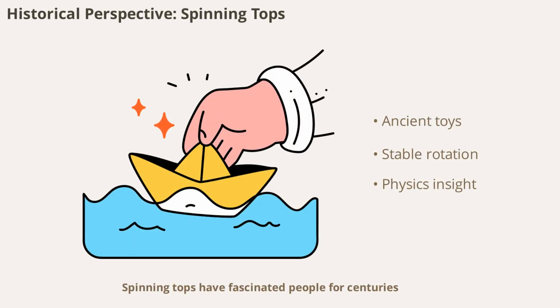Spinning tops have fascinated people for centuries. Their stable rotation is a direct result of angular momentum and precession. Studying these toys provides insight into the fundamental laws of rotational motion.